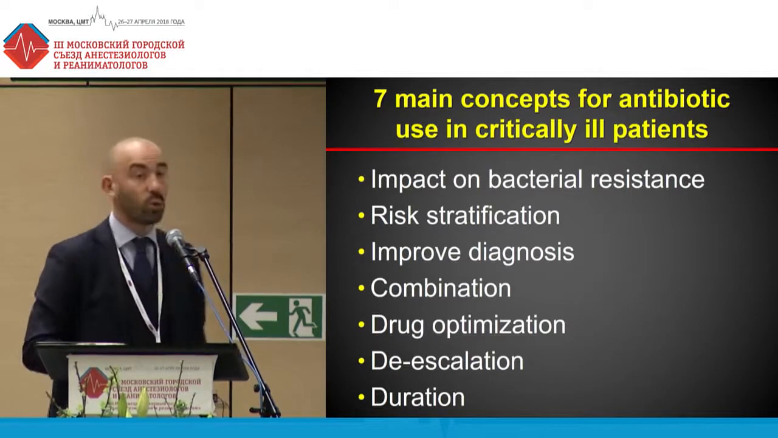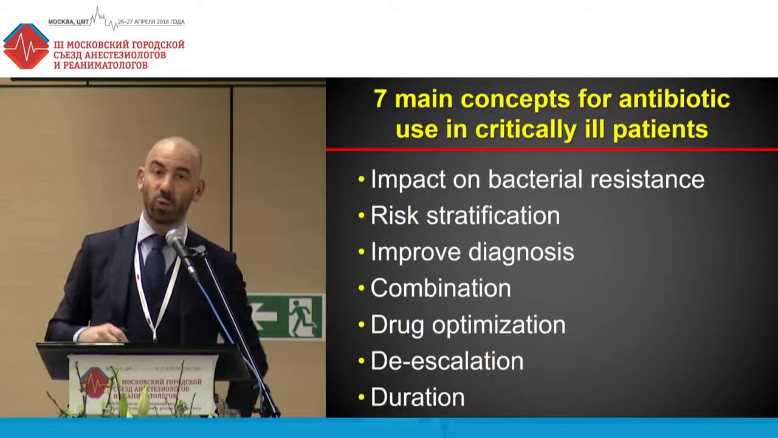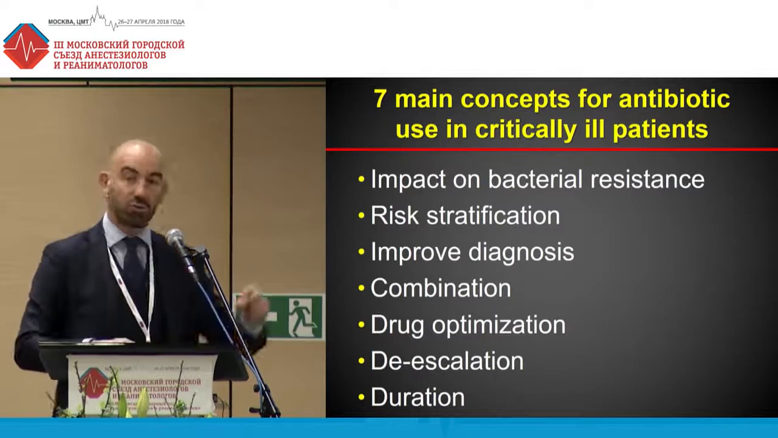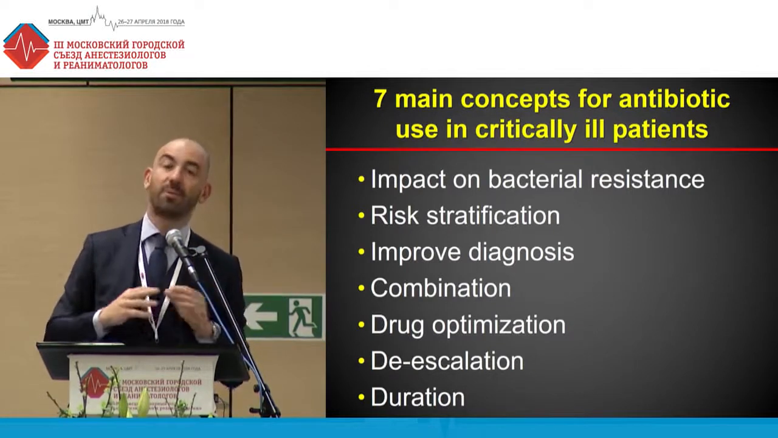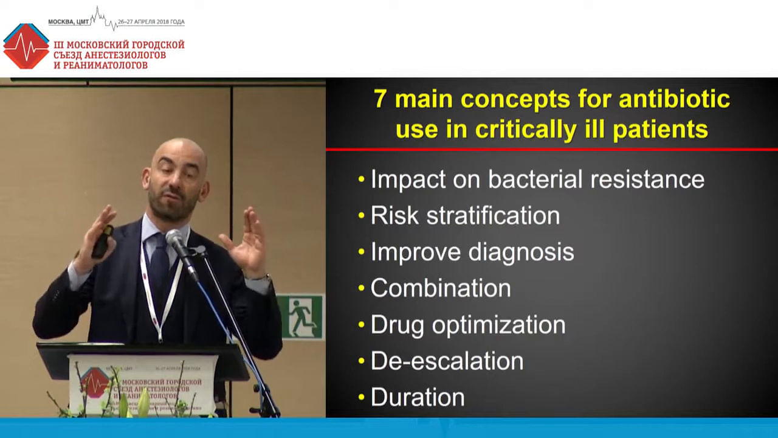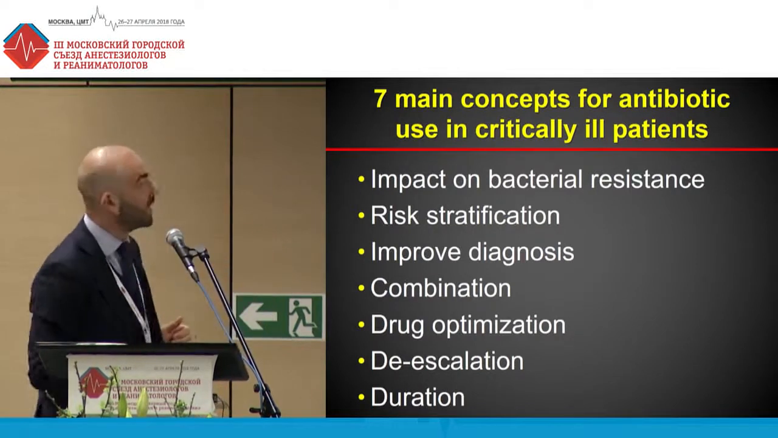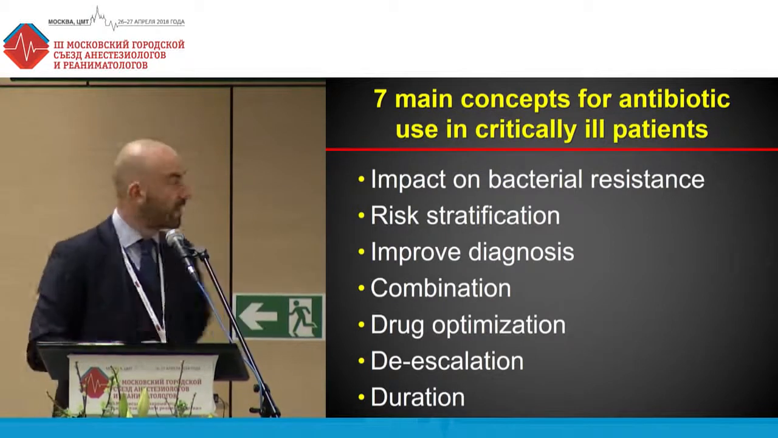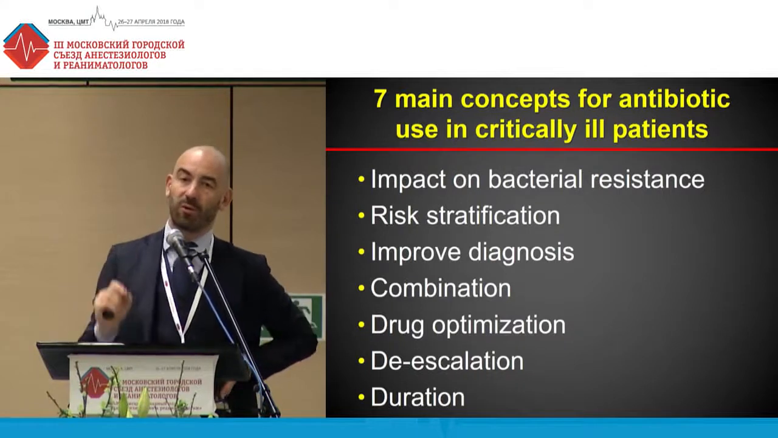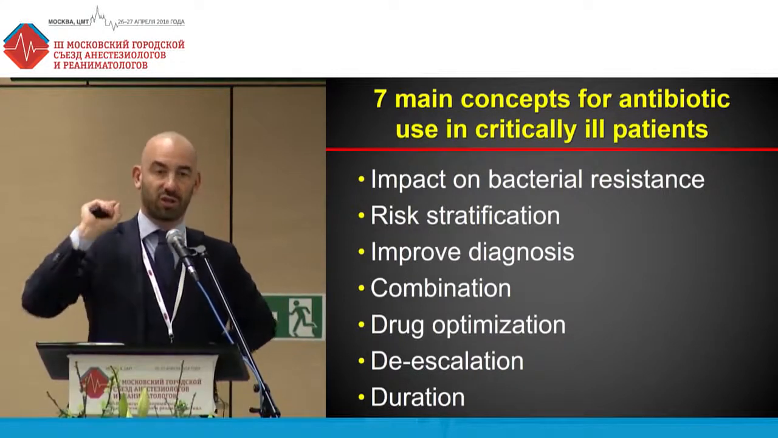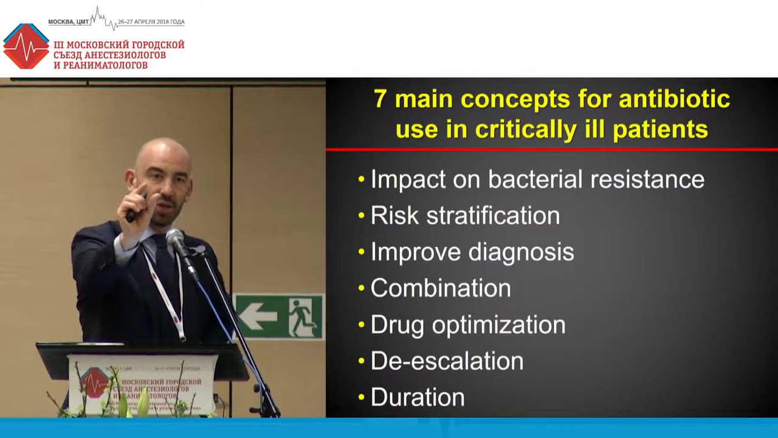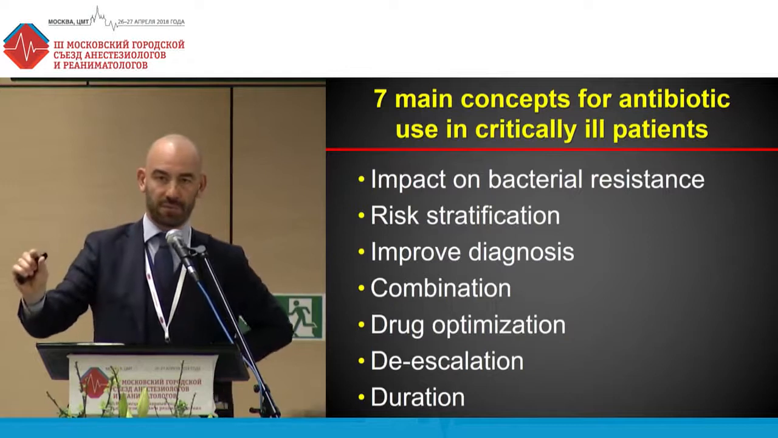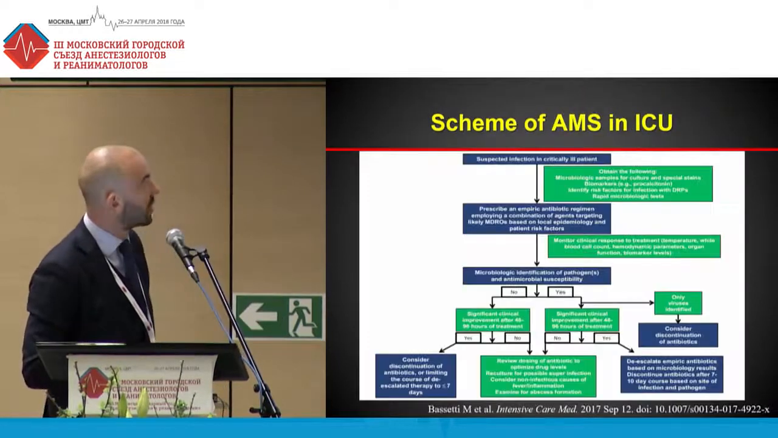And then, when do we have to use combination therapy? When do we have to combine two active agents for gram-negatives? And then, how to optimize the drug? Drug optimization means optimization of the dose. And then, de-escalation. When do we have to go for de-escalation, from 2 drugs to 1? And then, duration. This is probably one of the most important points. Duration of the treatment: we have to be shorter. Every time we can, short is better than long, even for ventilator-associated pneumonia.